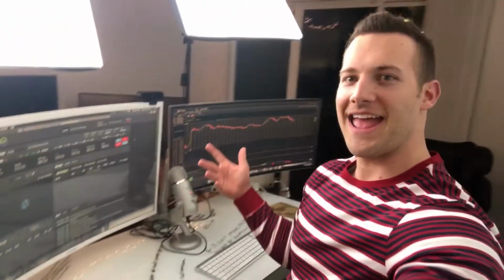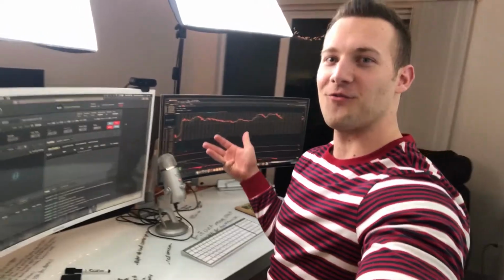All right, you guys, on today's video, we are going to be taking a look at this. This is the behind the scenes view of my trading setup, what it is like, what it looks like, and basically what are some of the pros and cons of this current setup.